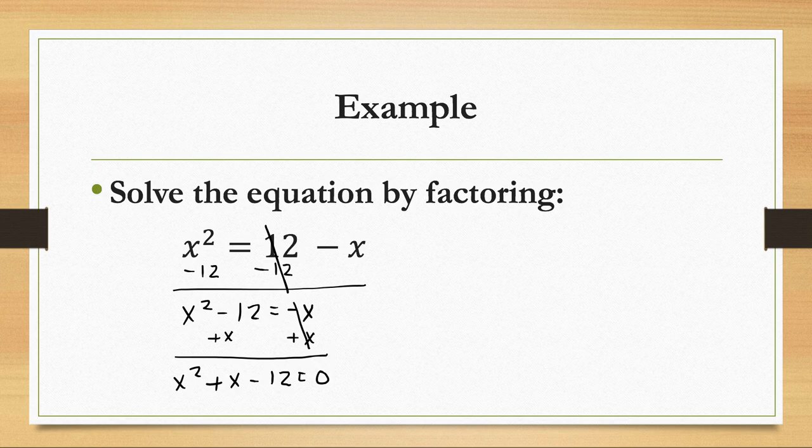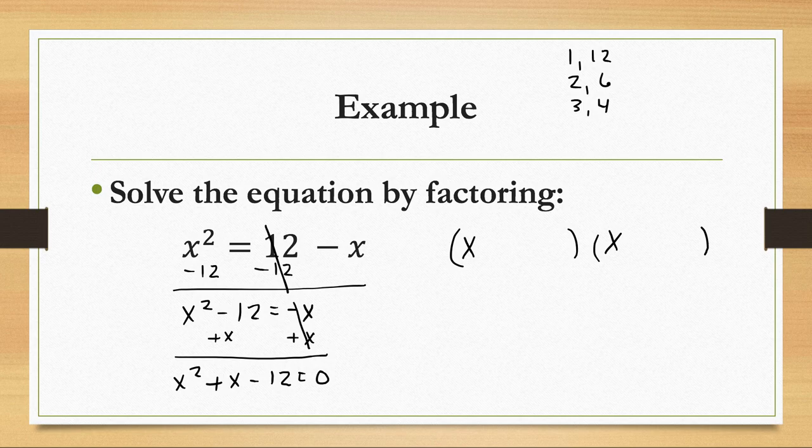So again, we know that first times first is going to make the x squared, and the only way to do that is x times x. Next, we're going to fill in the last two terms. Remember that your last two terms need to multiply together to make 12. So let's think about how we can make 12. We can do 1 times 12, 2 times 6, or 3 times 4.